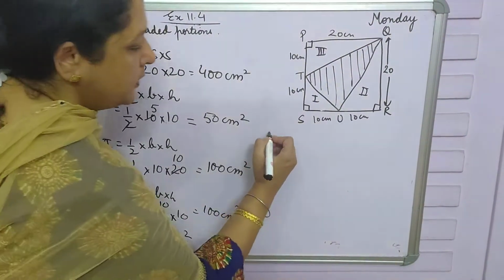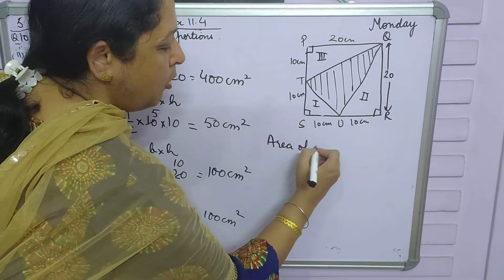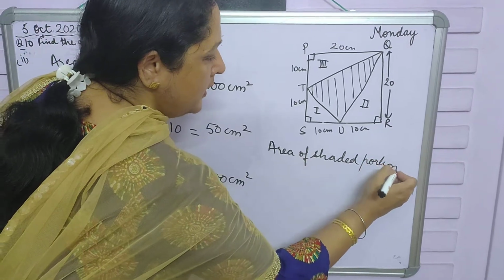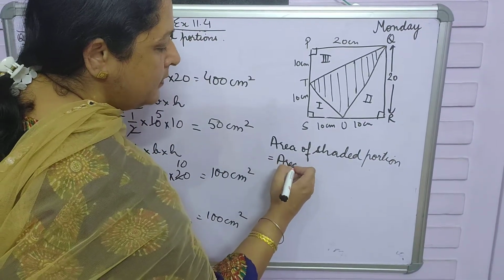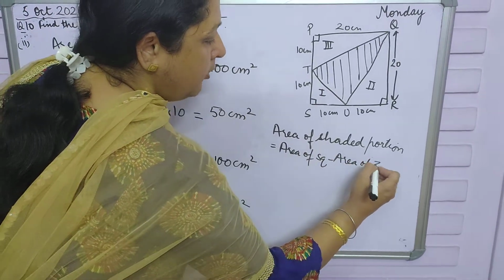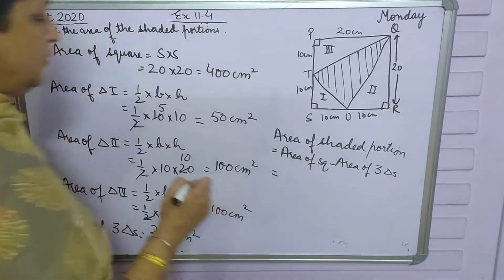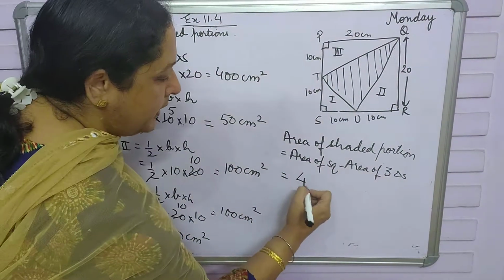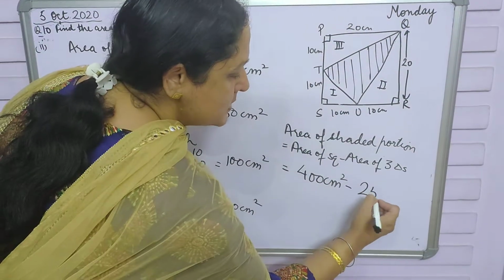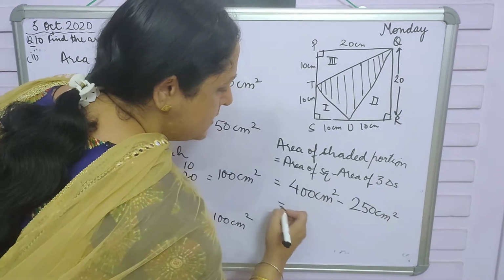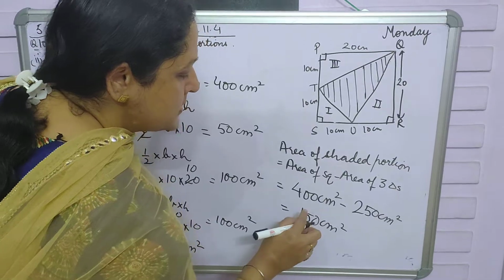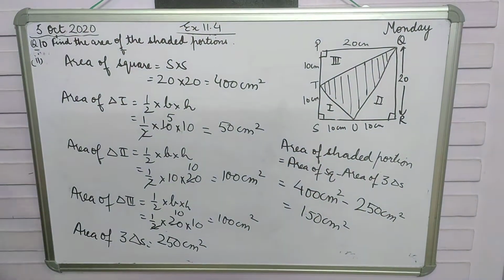Now let us find the area of the shaded portion. It is equal to area of square minus area of three triangles. So the area of square we have calculated to be 400 centimeter square, minus area of three triangles, 250 centimeter square. So it is 150 centimeter square, the area of this shaded portion.